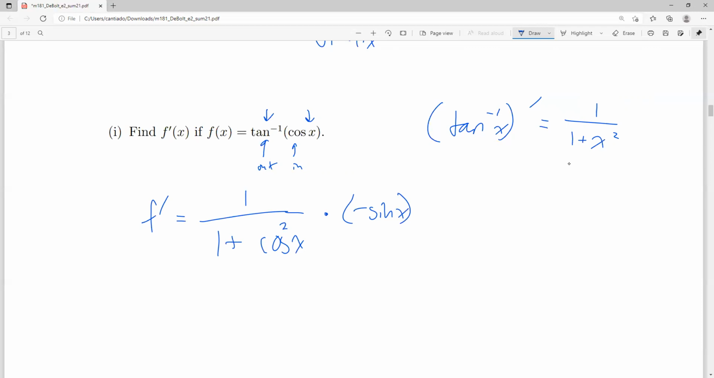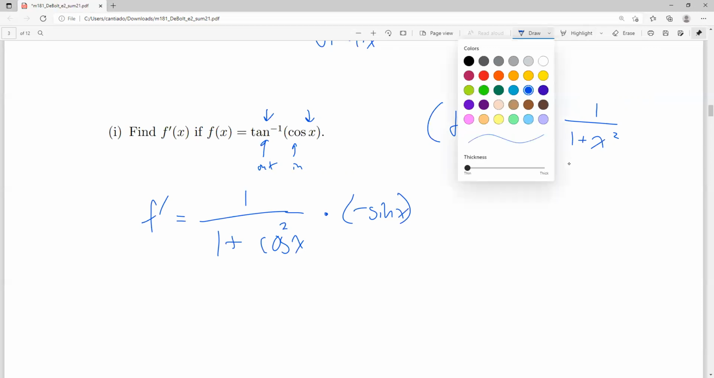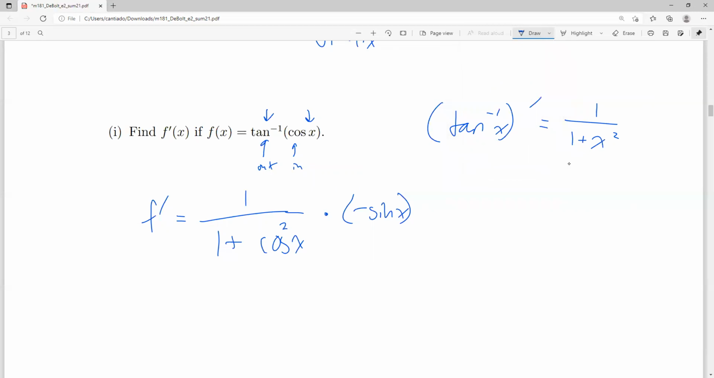Can we simplify this? Well, actually we can. Oh, maybe you can't. Oh, that's unfortunate. This would have been really nice if you could simplify it that way, but you can't. So we can just simplify it as negative sine x all over 1 plus cosine squared x. I thought that we could simplify something going on here, but no, we can't. 1 plus cosine squared x wouldn't help us, I don't think. Or does it?